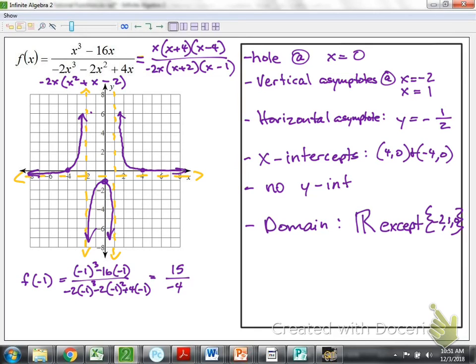Yes, ma'am? Where's the vertex point on that? We wouldn't have a vertex per se. You could find a maximum or minimum value where that little hump is down below, but you need calculus for that. We wouldn't call it a vertex. We'd call it a local max.